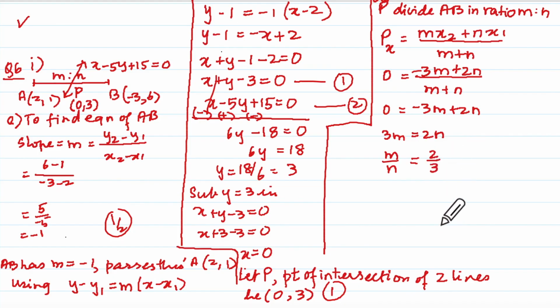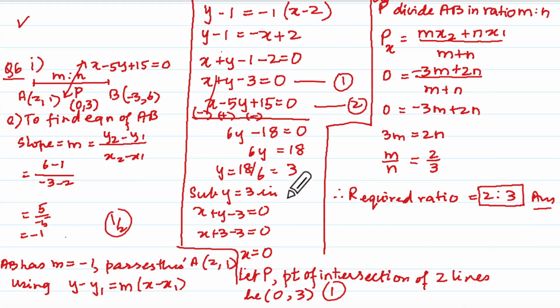Understanding? So therefore, if you are pressed for time and can't write the answer statement, just say required ratio is equal to 2:3. Okay, so this is your answer. So we finished how many?